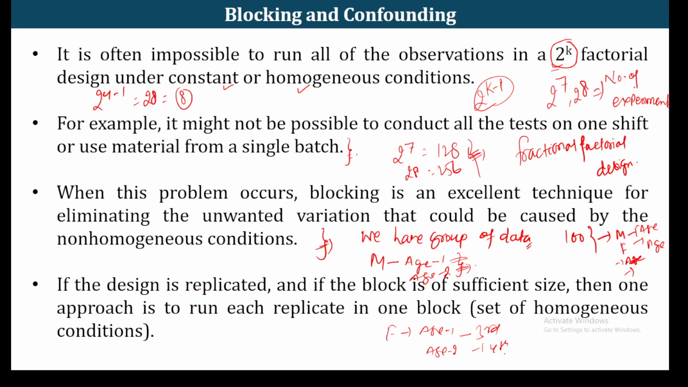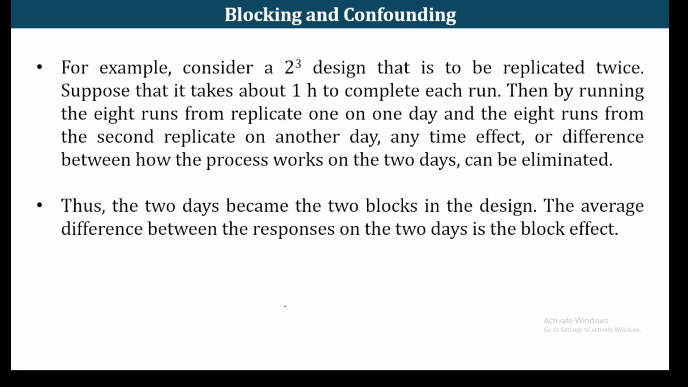Okay. So if the design is replicated and the block is of sufficient size, let's say in the male itself we have a different group. So male age group like this, male age group, so that we can put in one block. Then one approach is to run each replicate in one block, with the same condition. Homogeneous means the same condition or same parameter. So we can do the blocking also.